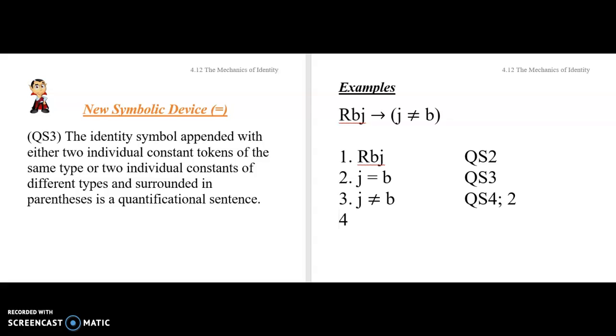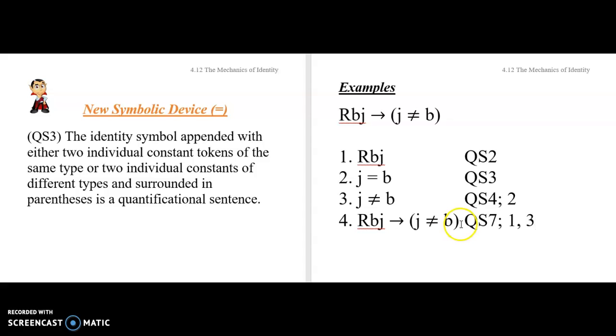And then, of course, what we want to do is we want to combine them using if-then. And so this is going to be QS, let's see, 4 is negation, so 5 is and, 6 is or, and 7 is going to be if-then. So that's going to be QS7 on lines 1 and 3, and that's QED. Okay, so this is how we form expressions using the identity symbol.